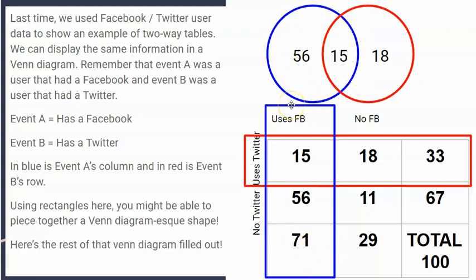That's the whole circle. The same applies for the red circle, the Twitter circle. 15 here in the middle plus 18 here in the just Twitter zone will give you the 33 that makes up the whole circle.